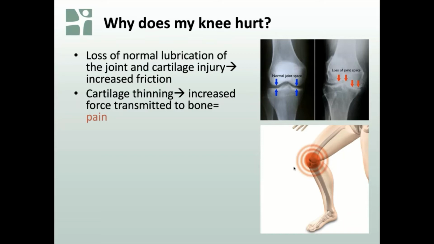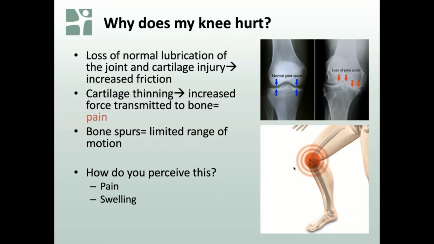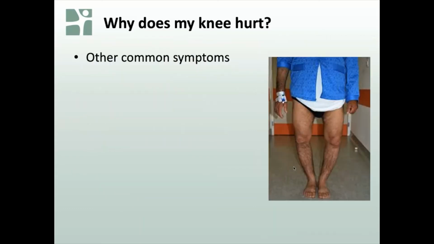The cartilage actually has no nerve endings in it. However, the bone does. So it's typically when the bone sees more pressure or has changes that people begin to have pain. A secondary finding in knee osteoarthritis can be bone spurs, which are essentially a secondary symptom of arthritis, and that can lead to limited range of motion or stiffness. It's pretty common. And people can perceive this as pain, swelling in the knee, as well as stiffness.